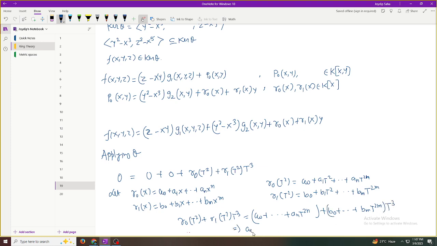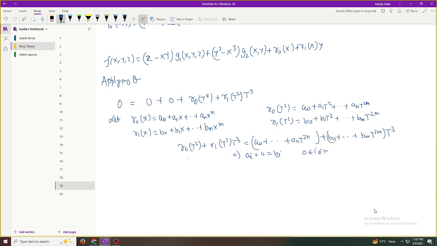That means ai equals 0 equals bj, because here all terms are even powers of t, and here all are odd, so there is no cancellation. So in this case again you are lucky. Luck is a factor here, but there is a systematic way. I will discuss it now, the correct way of guessing the kernel. How to find this kernel?